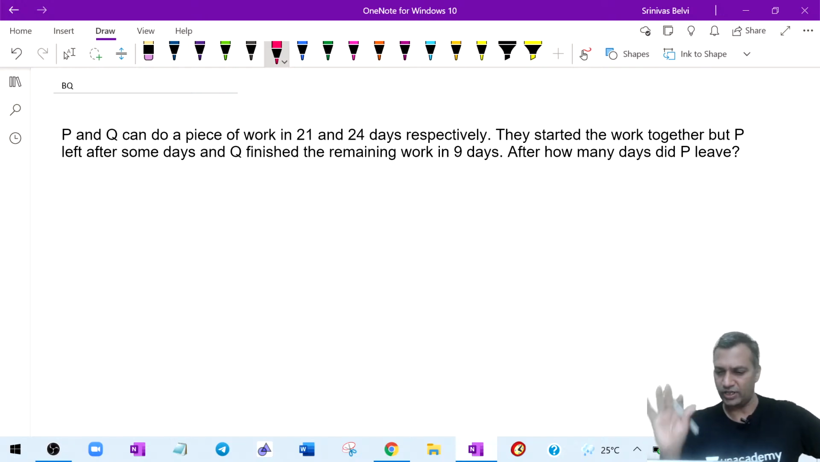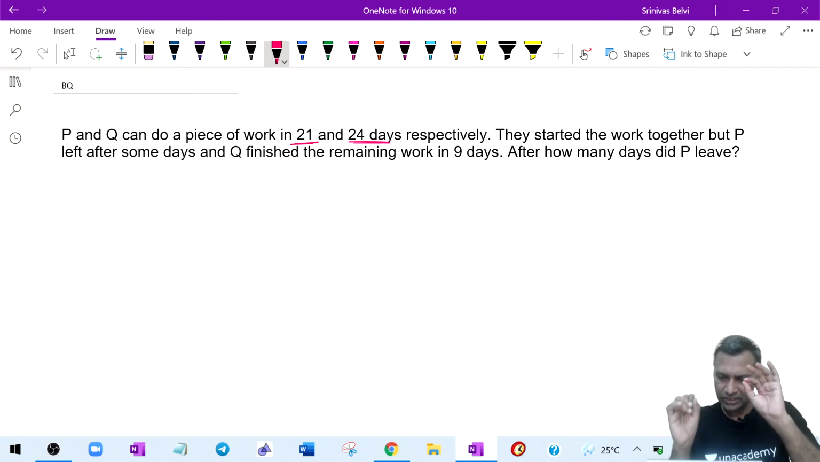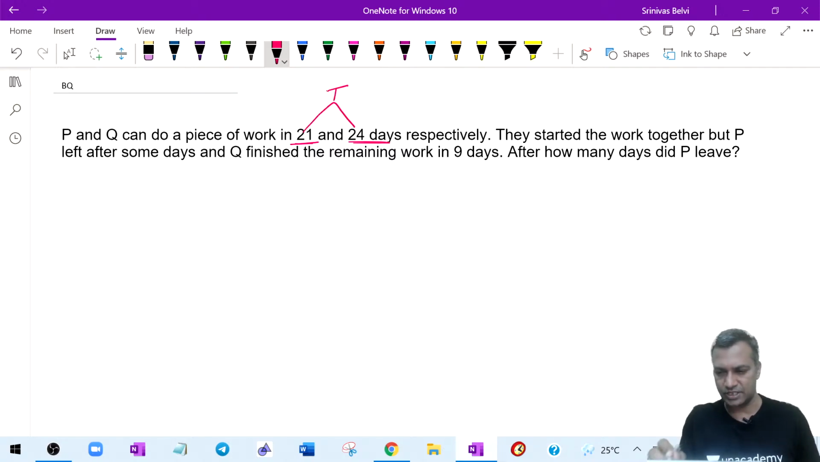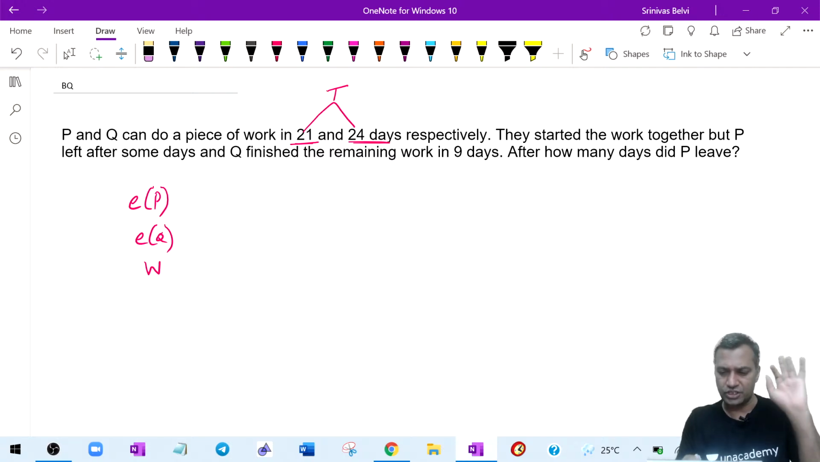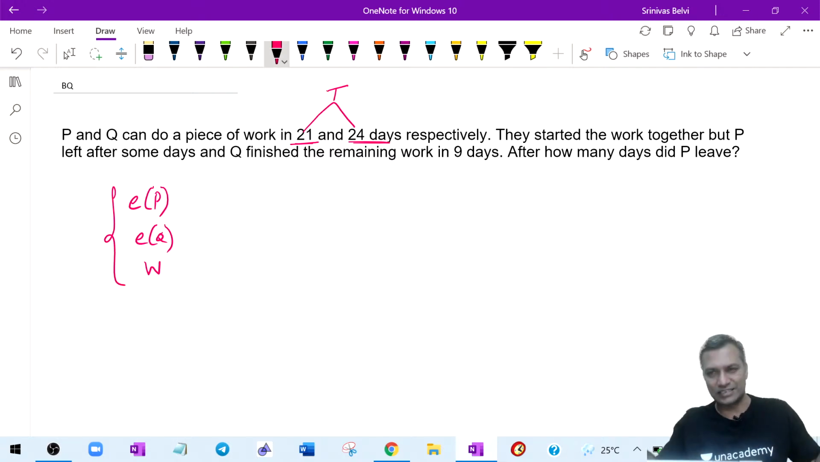Coming to this story, whatever be the story, timelines are given, 21 and 24 days. Time is given to us. Always find the efficiency of P, efficiency of Q, and the work. You want to call work as one? That's your wish. Always remember that these are the three things. With any critical question, always stay focused on these parameters.